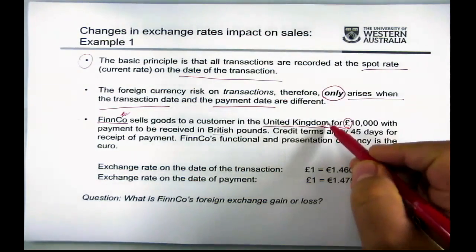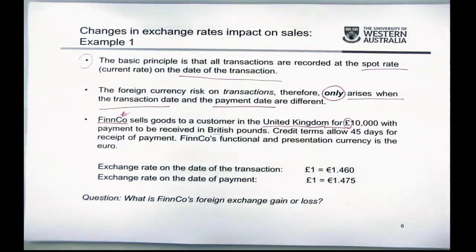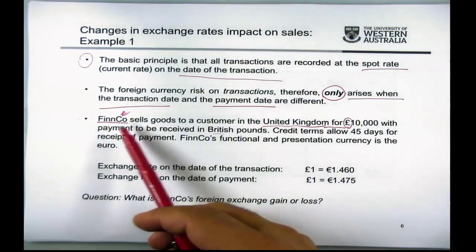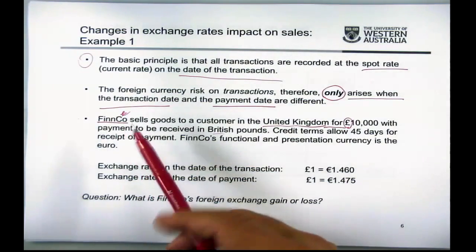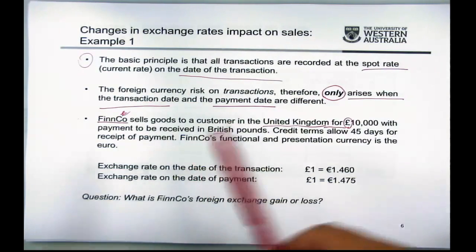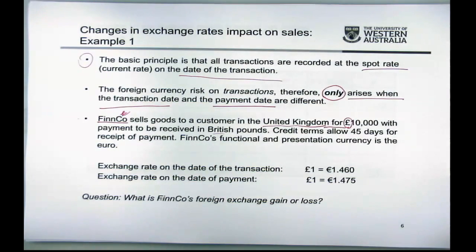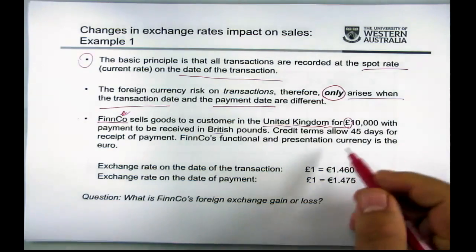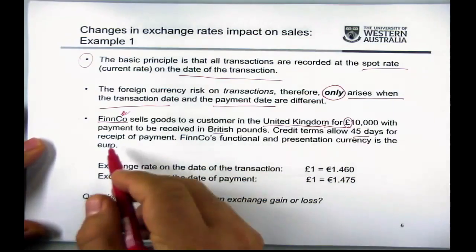So the British firm doesn't have an exposure because it will pay in pounds, its local currency. But the Finnish firm has an exposure because it will receive an amount in a currency different from its local, functional and presentation currency. So there is a risk here that the value of the pound will depreciate relative to the euro. In this case, we receive a smaller amount of euros, right? Credit terms allow 45 days for receipt of payment.